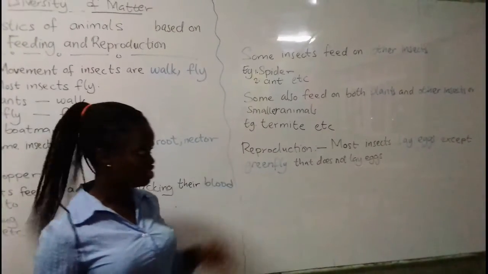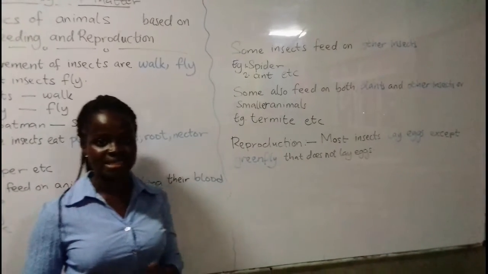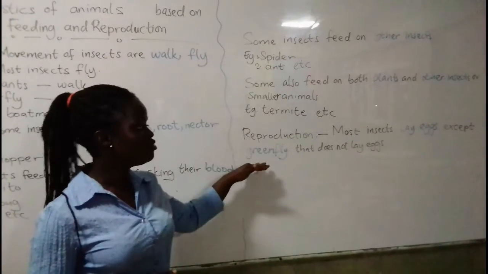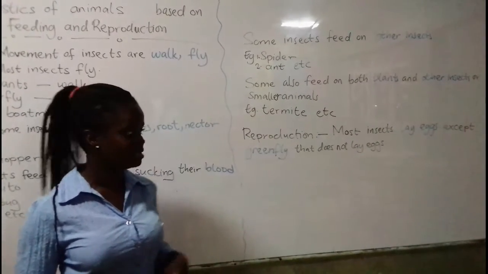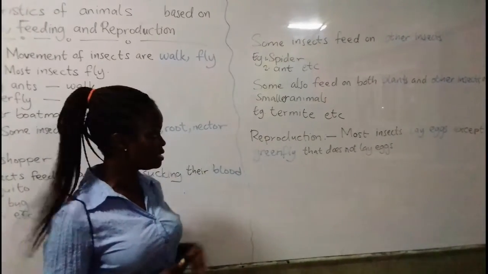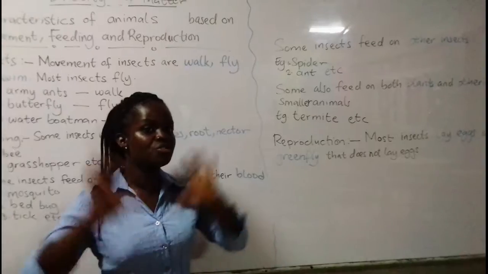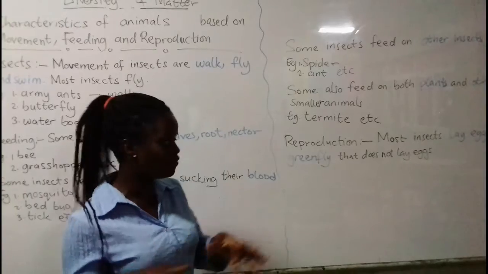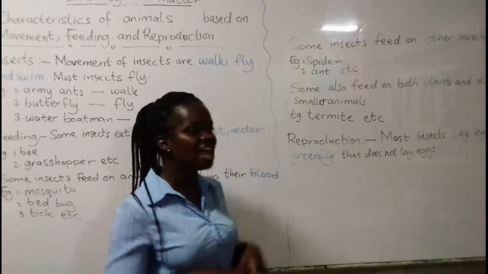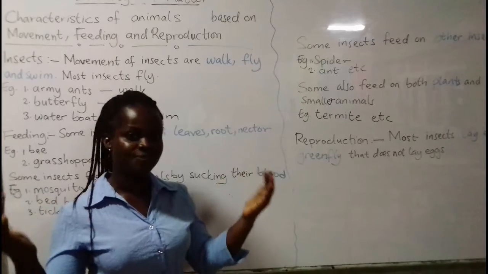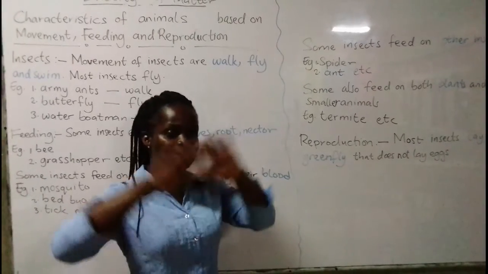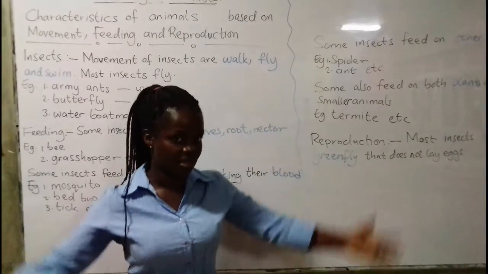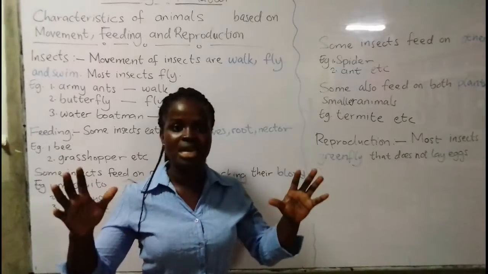When we come to reproduction, most insects lay eggs, except a special insect called green fly that does not lay eggs. This particular species of insect is found in greenhouses. You see them on crops or leaves of crops. A greenhouse is an enclosed farm, which is sheltered with a glass house, or a glass structure. That's why we call it a greenhouse.